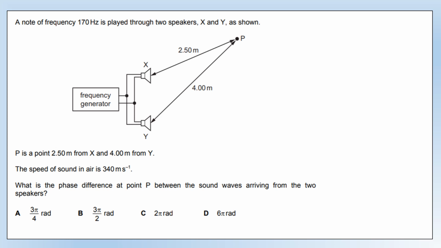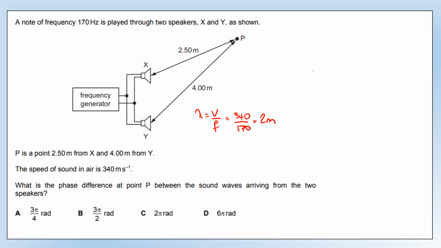So we've got a note of frequency 170 Hz played through two speakers. One is 2.5 meters from P, the other is 4 meters. The speed of sound is 340. What is the phase difference? To do that, we're going to need to work out the wavelength using the wave equation. Luckily the numbers here are nice, so you can see that the wavelength is 2 meters.